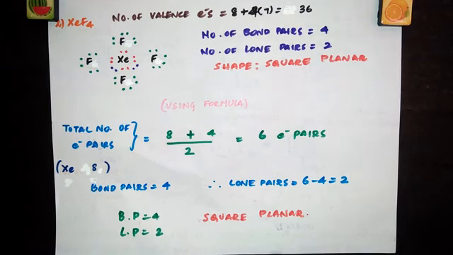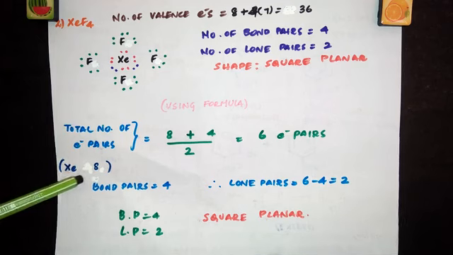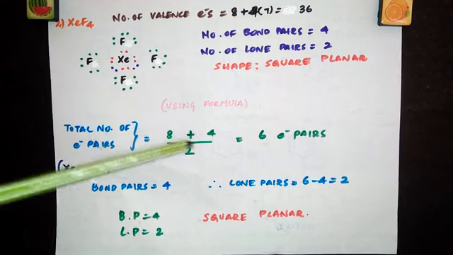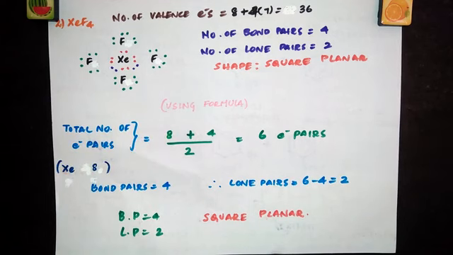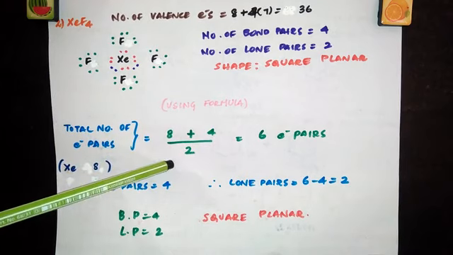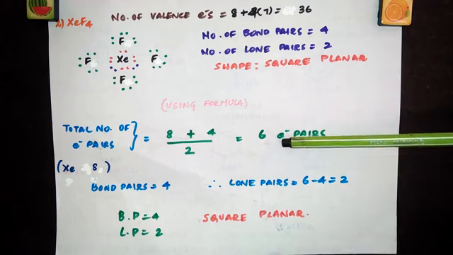Now let's try using the formula. What is the formula? To calculate total number of electron pairs, total number of electron pairs is equal to number of valence electrons on the central atom. What is the central atom here? Xenon. How many valence electrons? 8, plus charge, no charge here, and plus number of monovalent atoms. How many monovalent atoms? 4. So 8 plus 4 whole divided by 2. That gives you 6 electron pairs. So this gives you the total number of electron pairs.